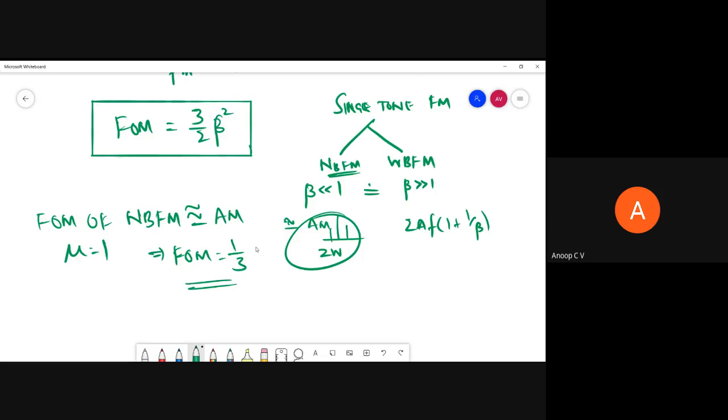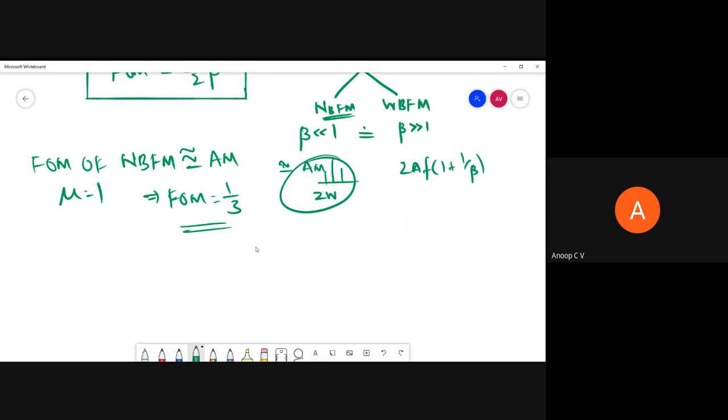So for a narrowband FM, the figure of merit will be 1 by 3 or less. A narrowband FM with maximum power efficiency can have a figure of merit equal to 1 by 3, or even less if we are ready to compromise on power efficiency. So now the limiting case is 3 by 2 beta square equal to 1 by 3. For which value of beta is 3 by 2 beta square equal to 1 by 3?